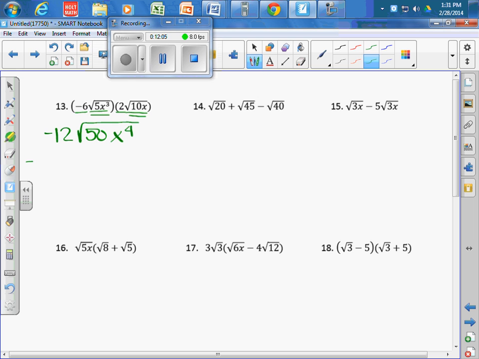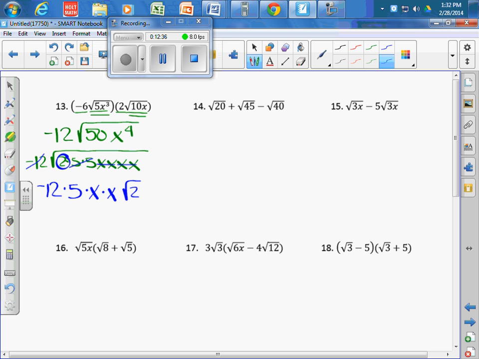Prime factors: negative 12. 50, the prime factors are 2 times 5 times 5. X to the fourth, you have 4 x's. Because remember, now we can start pulling out pairs. Keep the negative 12 out, it's already there. Pull out a 5. This 2 stays back. I get to pull out an x, and I get to pull out another x. Remember that radical 2 stays back.